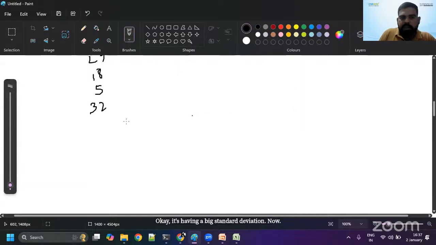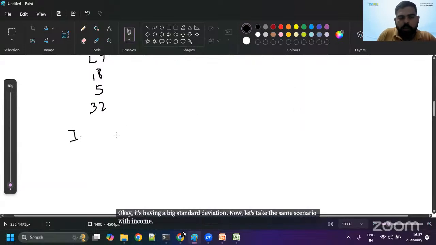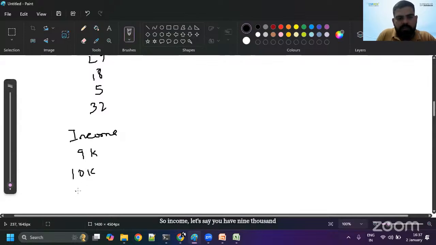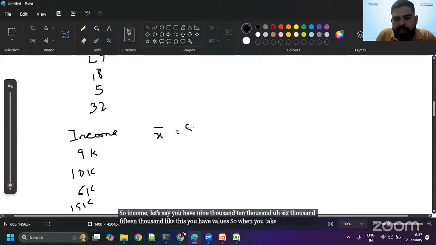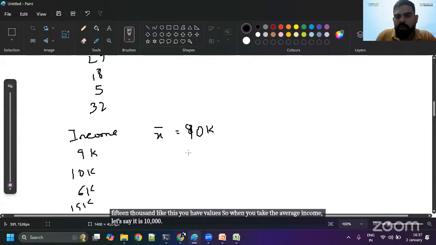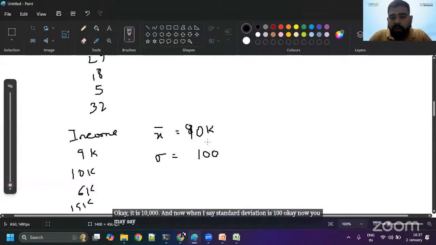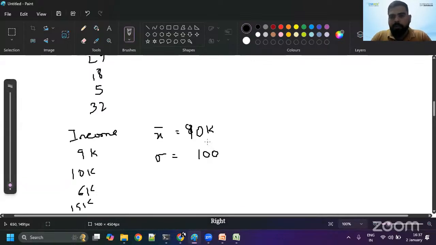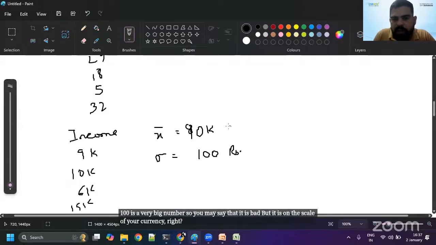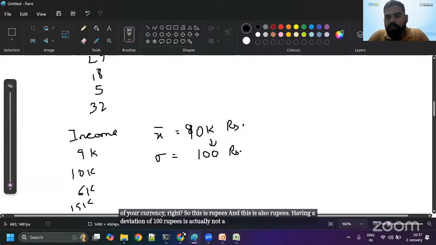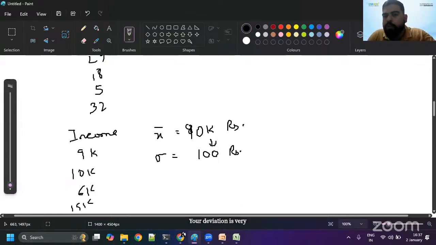Now, let's take the same scenario with income. Let's say you have 9,000, 10,000, 6,000, 15,000, like this you have values. When you take the average income, let's say it is 10,000. And now when I say standard deviation is 100, you may say, okay, 100 is a very big number, so it is bad. But it is on the scale of your currency, rupees. Having a deviation of 100 rupees is actually not a big deal. It is a very good thing. Your deviation is very small compared to that unit.